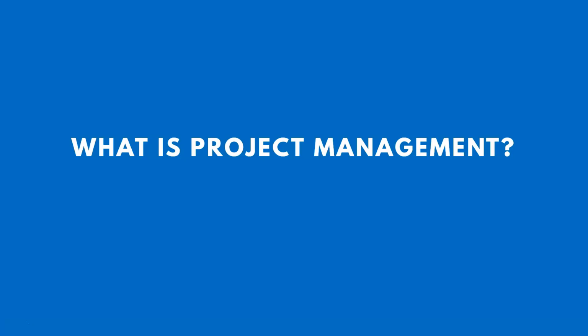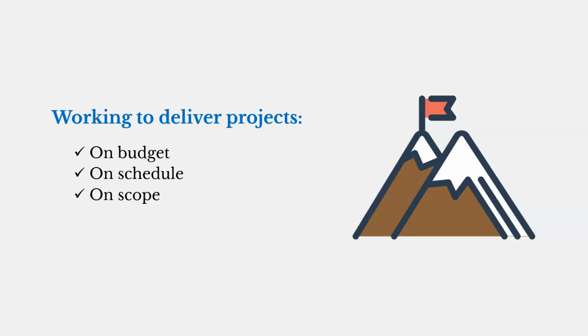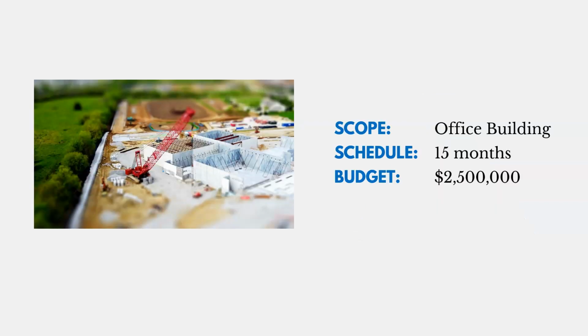Okay, so here's the next question. What is project management? It involves working to deliver projects on budget, on schedule, and on scope. That's our goal, to take these temporary initiatives and achieve these three targets. Now here's an example of that. We might have a project where the scope, or the work we plan to accomplish, is to build a 2-story office building that has 100 cubicles. The schedule might be 15 months, and the budget might be $2.5 million.